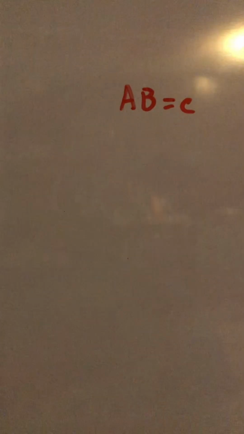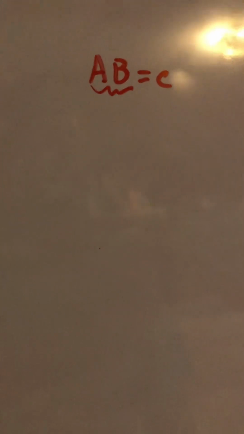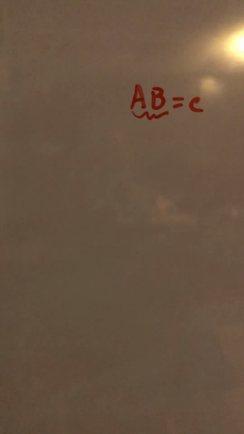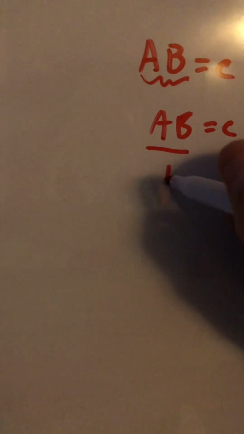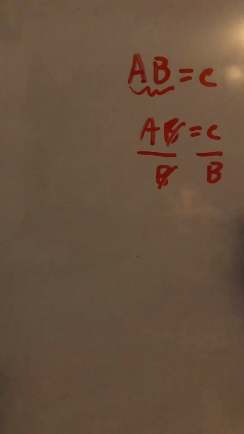So let's say you have a problem where a times b is equal to c, and you want to solve for a. Notice how this is a multiplication problem. To undo multiplication, as we know from an earlier class, we simply divide, because multiplication and division are opposites. So to solve for a, I'm going to divide each side by b. Then the b terms cancel out on the side with a. So a is equal to c divided by b.